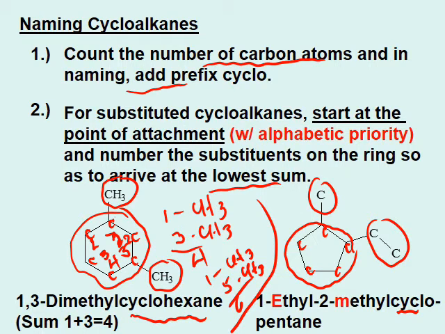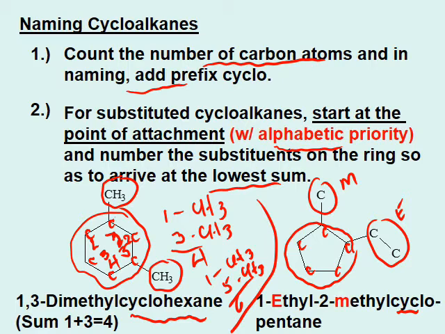One is the methyl, the other, the 2-carbon substitution group, is ethyl. So how do I number these? Again, you must maintain the smallest sum. Not only that, you must have alphabetic priority. Methyl starts with M. Ethyl starts with E.